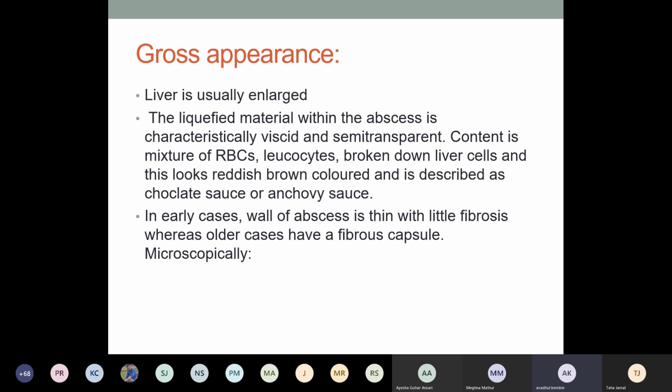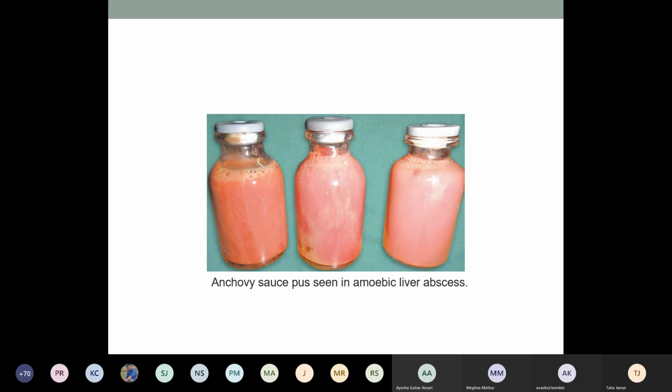In early cases, the wall of the abscess is thin with little fibrosis, whereas as the disease becomes chronic and goes on and on, the older cases have a fibrous capsule because of the chronicity. This is the color of an amoebic liver abscess which has been tapped or drained by surgical methods.